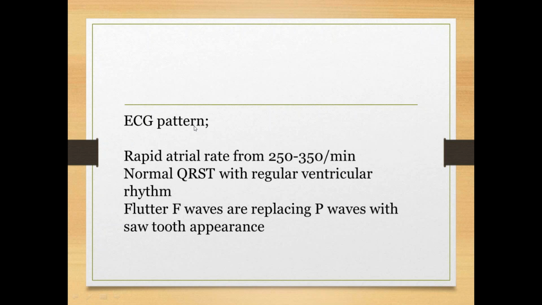ECG pattern in atrial flutter is rapid atrial rate from 250 to 350 per minute, normal QRST with regular ventricular rhythm. Flutter F waves are replacing the P waves with a sawtooth-like appearance. So the characteristic of atrial flutter is its sawtooth appearance. The P waves are replaced by the F waves, which are the flutter waves.